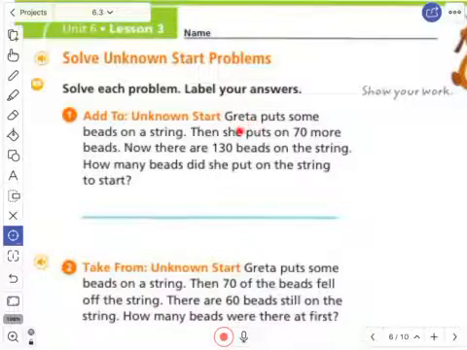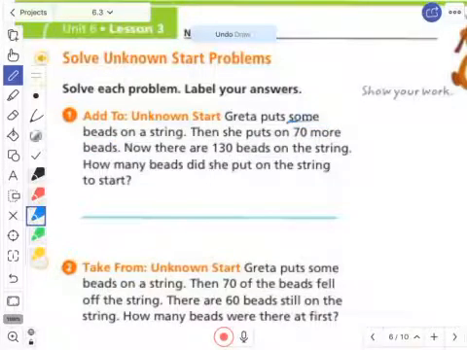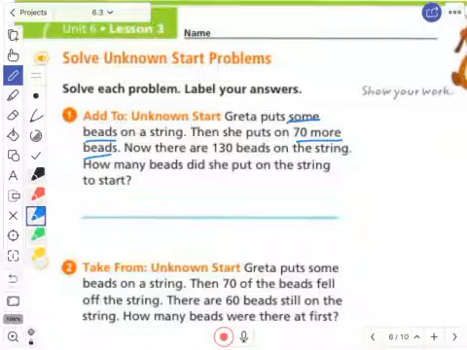But you can listen to this. Greta put some, I'm going to underline that right away. Greta puts some beads on a string. Underline that again. Some beads on a string. Then she puts on 70 more beads. Now there are 130 beads on the string. How many beads did she put on the string to start? So I need to know how many to start.